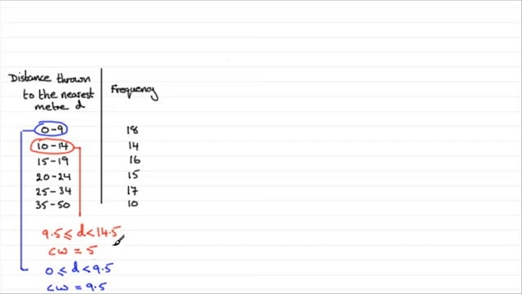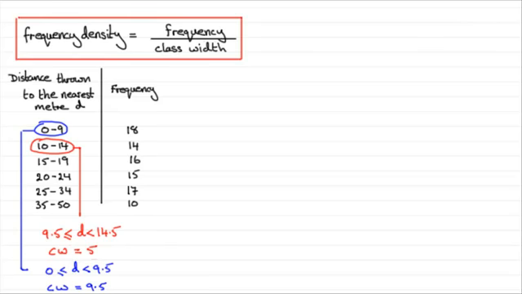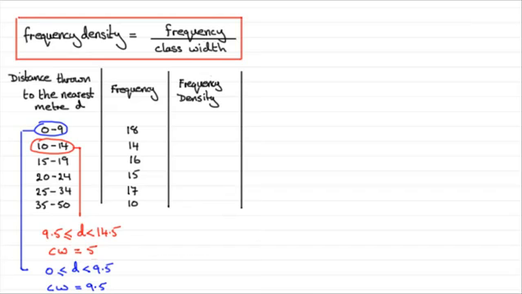Now, why am I doing these calculations? Well, when it comes to drawing a histogram, we have to calculate a particular value. It's called the frequency density. It's the frequency divided by the class width. We've got the frequencies down here, and I've shown you the class width on a couple of these.